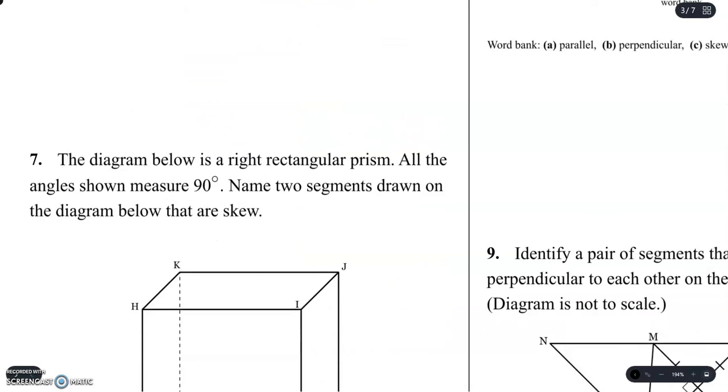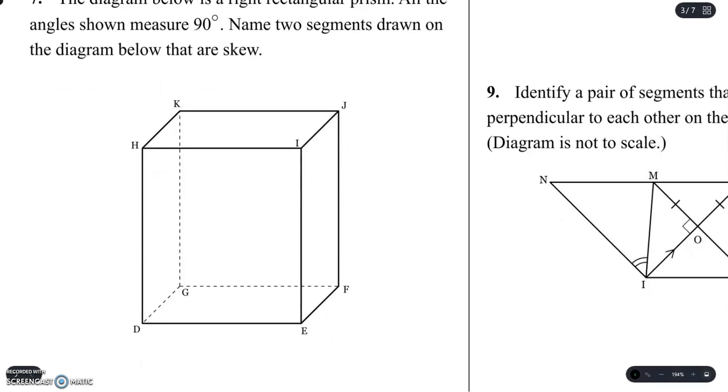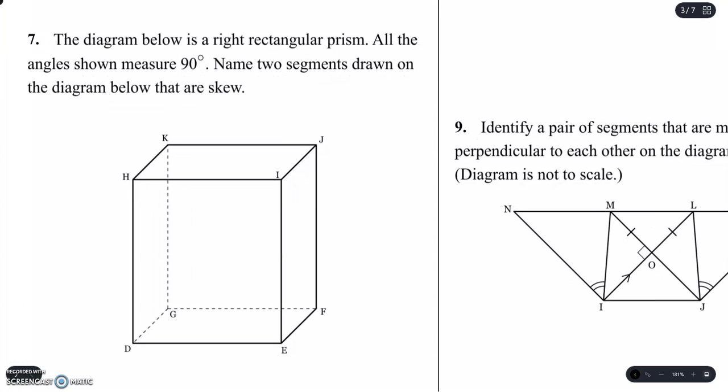Okay, let's take a look at this one here. The diagram below is a right rectangular prism. All the angles shown measure 90 degrees. Name 2 segments drawn on the diagram that are skew. So there's multiple options here. But what you want to do is find one line. Let's say I take this HL, this line here, and then another line that's never going to intersect it, but also is not parallel. This one on the back.